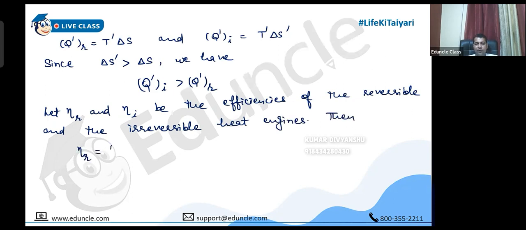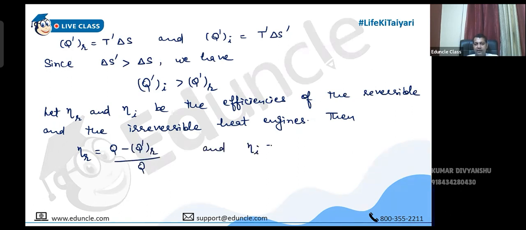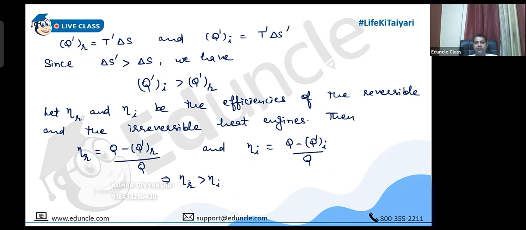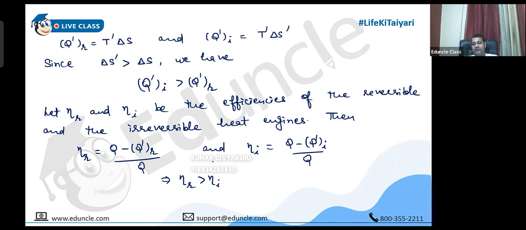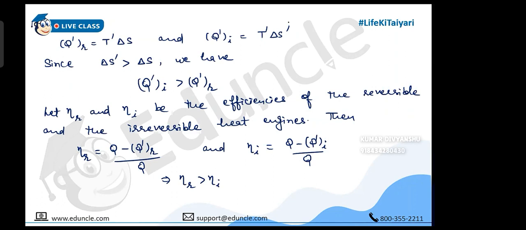Formula for the efficiency is W by Q, na? W is the difference of heat taken and heat given, and eta I will be Q minus Q dash I by Q. So now because Q dash I is greater, so numerator of eta I will be less, na? See? Clear? So now you can remember this result, that out of reversible and irreversible, the efficiency of the reversible will always be greater. Clear? Yes, sir.